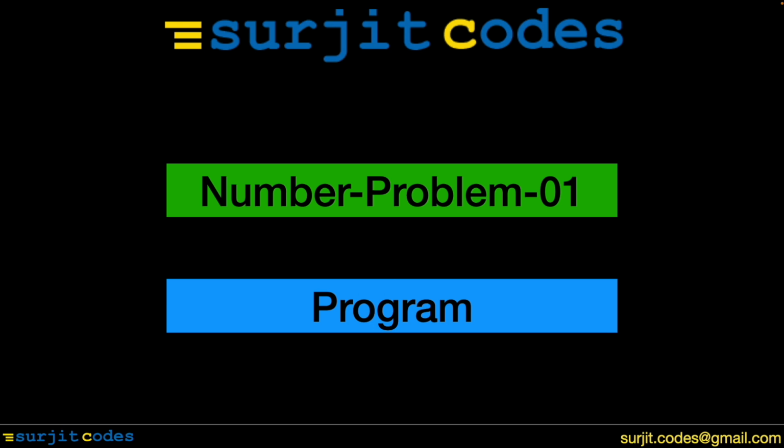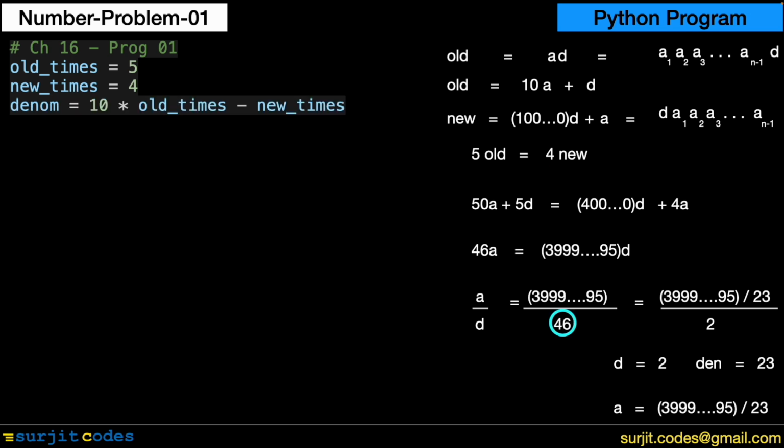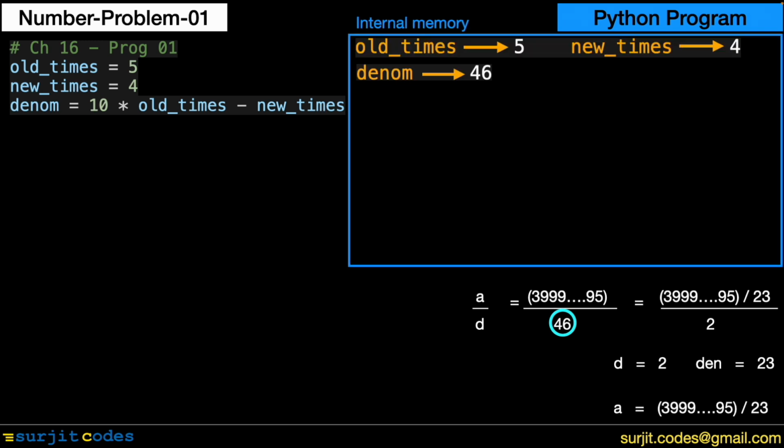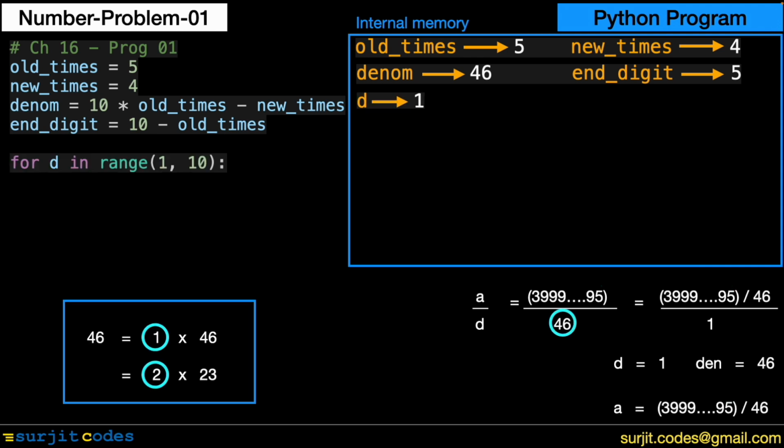We now proceed with the program development. In order to generalize the program, we use variables old times for 5 and new times for 4. However, for illustration, we will still use these values. 46 is saved as denorm. General relation for denorm is 10 into old times minus new times. The end digit is 5, which is the digit following the series of 9s. We calculate its value as 10 minus old times.